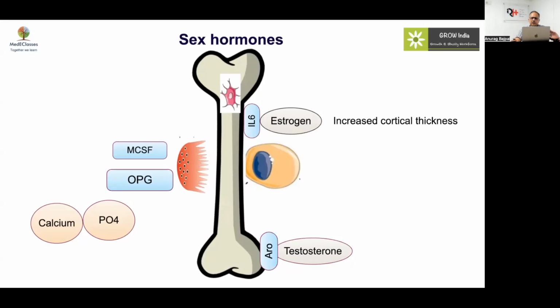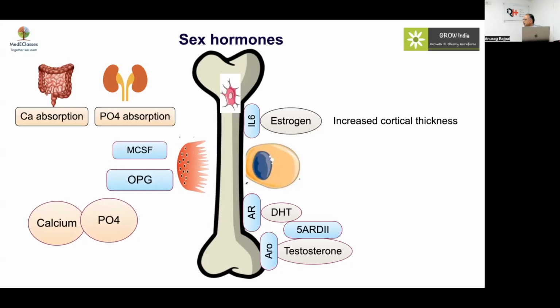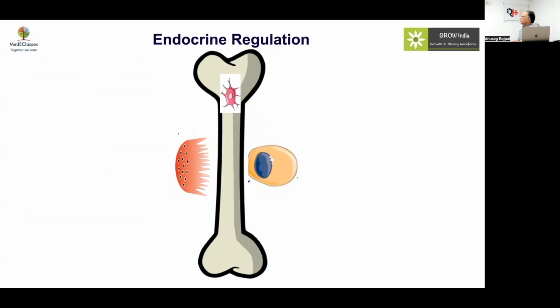Now, whether it's the only hormone regulating bone in males is the question. Testosterone is also converted to DHT, and there it will act on the androgen receptor, which plays an important role in calcium absorption, phosphorus absorption, and many other mechanisms. So there is a dual role of testosterone, using both DHT and the effect of estrogen.